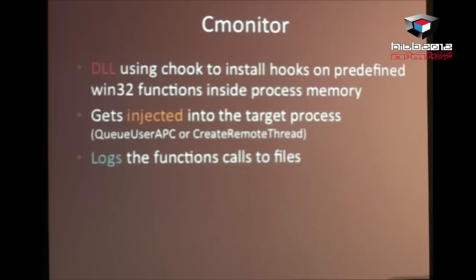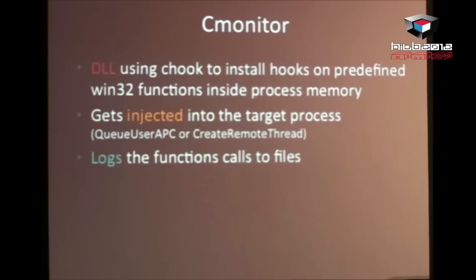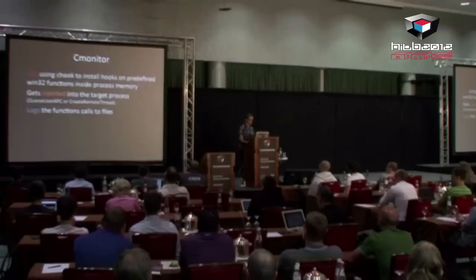And there's the C monitor, which is basically just a DLL, which uses a custom hooking library and gets injected inside a malware process. And it's basically what does the tracing of the API calls of the malware processes. It gets injected with different methods depending on how the process was created and stuff like that. And yeah, it logs the function calls to files that are later parsed and information gets extracted. And the C hook is, as I said, a custom hooking library.